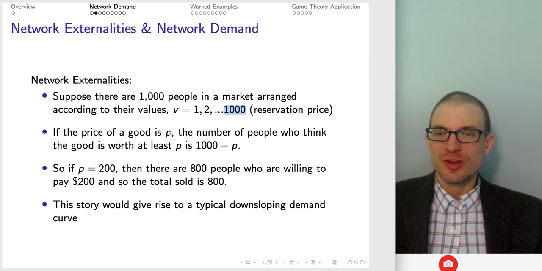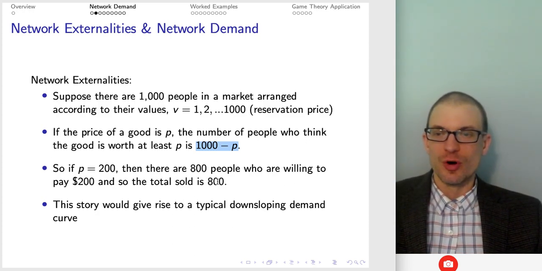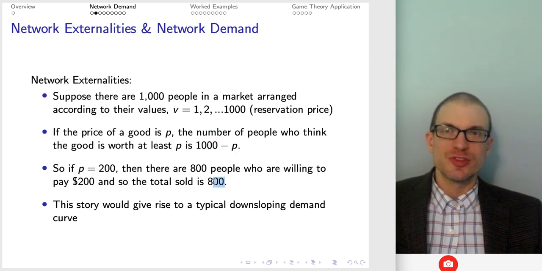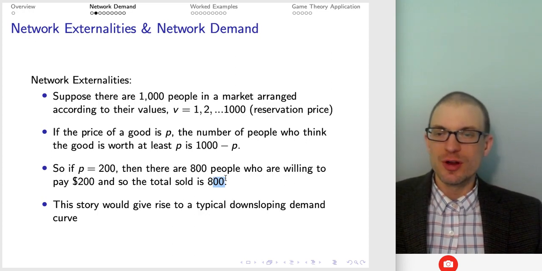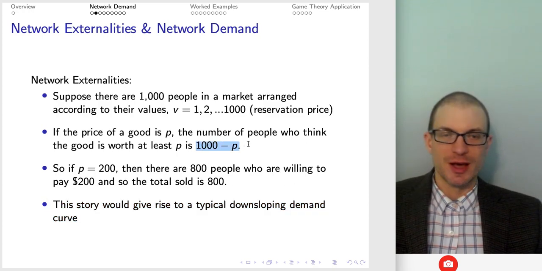So if the price of the good is P, the number of people who think the good is worth at least P is going to be 1,000 minus P. So if the price is 200, 800 people are willing to pay $200 or more. And then the total amount that we would sell, if people buy at most 1 unit of the good, is going to be 800. And of course, this is a standard downward sloping demand curve, right? Q is equal to 1,000 minus P.